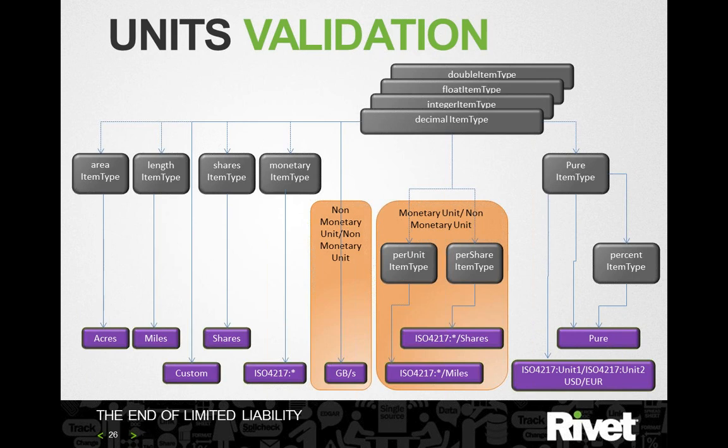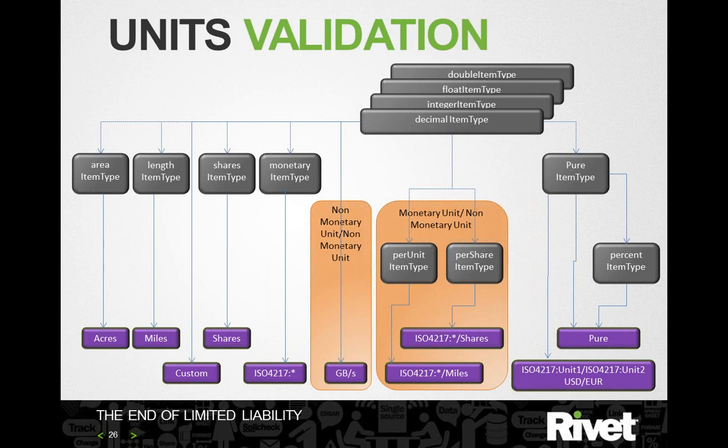Okay, this is just a diagram, and this is also available in the best practice guidance on our website, so you can go and have a look at it to make this a little bit clearer. Basically, what this tells you is what kind of unit should be associated with different data types. If you have the area item type, you've got to use items that are in the registry. They might be acres, as an example. Length item type might be miles.